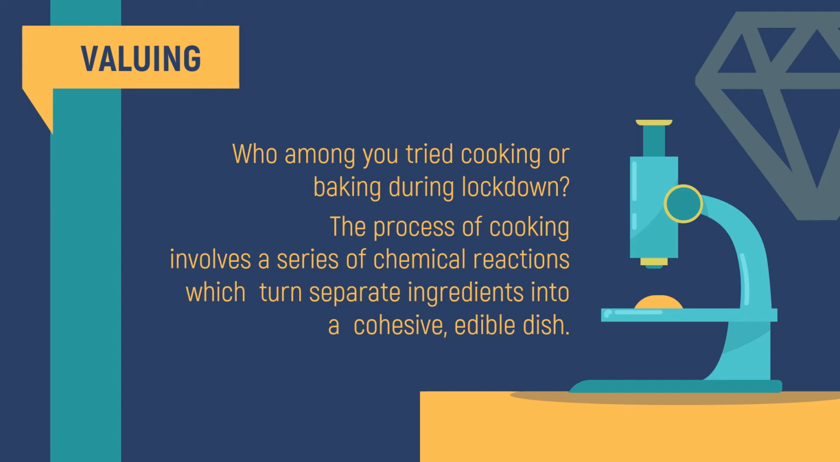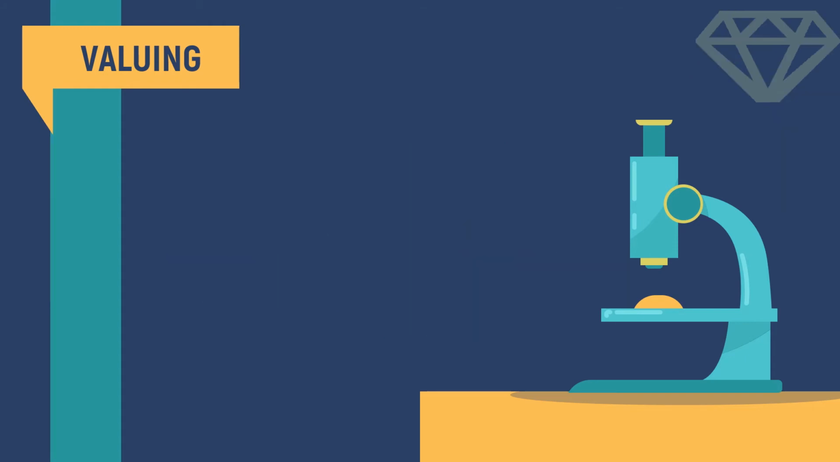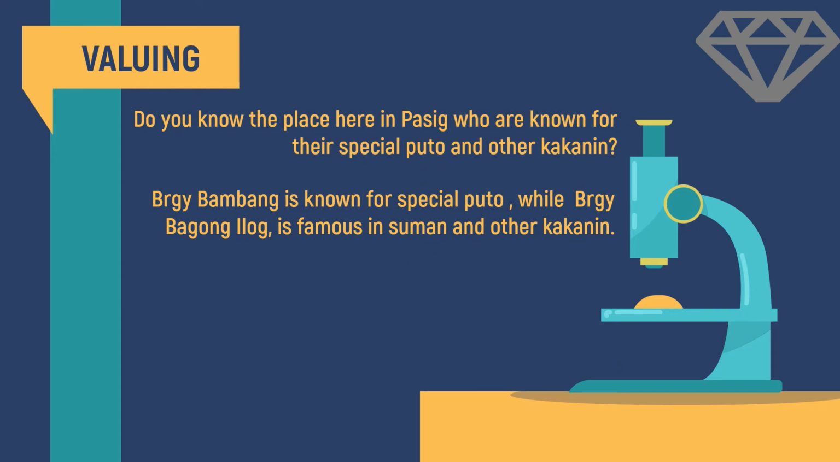During the lockdown, you looked for activities that you can do inside the house to keep you busy and lessen your boredom. Who among you tried cooking or baking during those days? The process of cooking involves a series of chemical reactions which turn separate ingredients into a cohesive edible dish. Do you know the place here in Pasig who are known for their special puto and other kakanin? Barangay Bambang is known for special puto, while Barangay Bagumbayan is famous for suman and other kakanin.